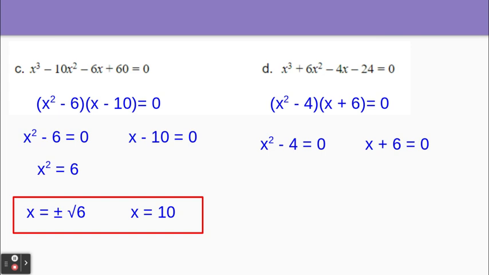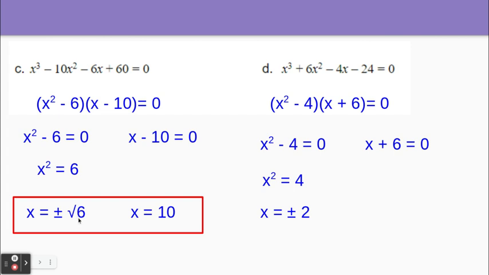And for letter D, I could factor this again. This could be x minus 2, x plus 2, or if you follow with me, I can add 4 on both sides right now, but I have to remember this one's x squared. So when I square root, I can square root 4. The square root of 4 is 2. But don't forget there are 2 answers, just like plus and minus square root of 6. This one's plus and minus 2. So if you can square it nicely, please go ahead and write it.